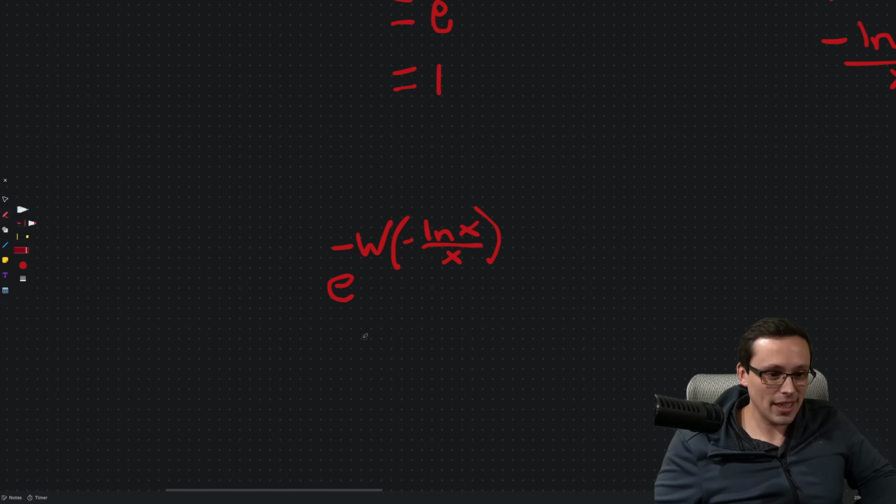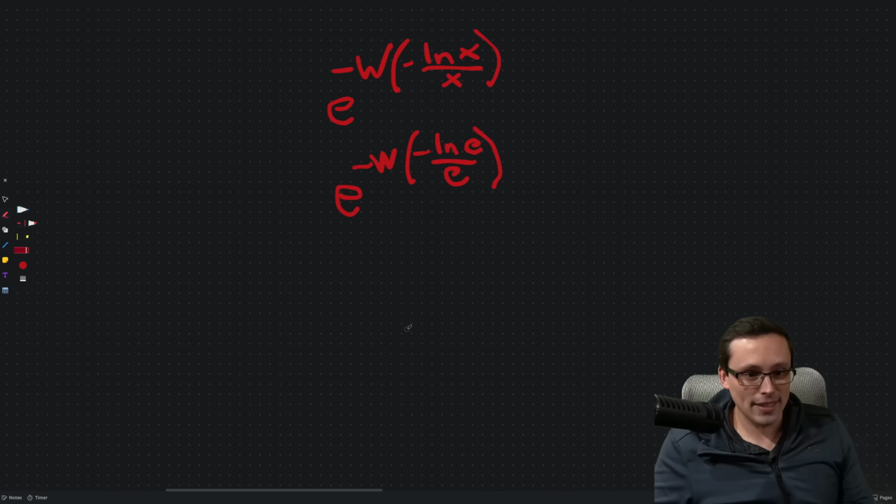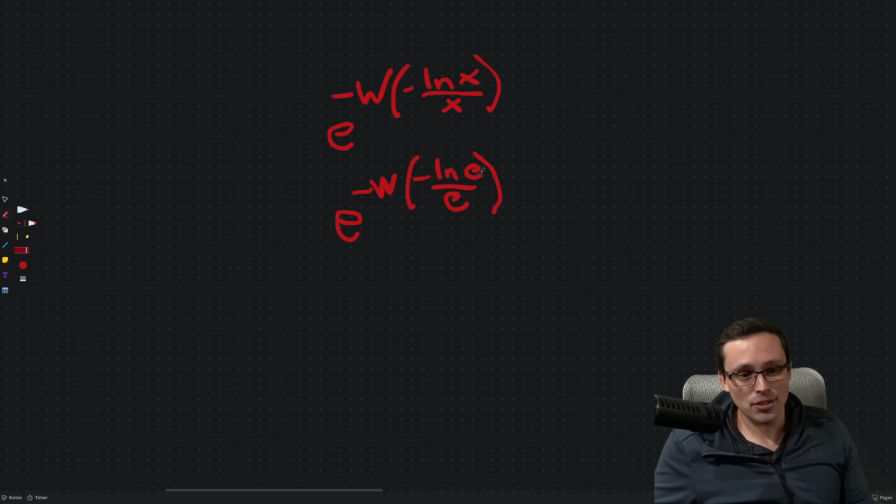So I think we can actually answer that. So I would get e to the power of negative W of negative ln, that's an ln, that's not written very well. I guess I'll write it better. Negative ln e over e. Okay, now this is not too bad to evaluate actually, because the natural log of e is 1.